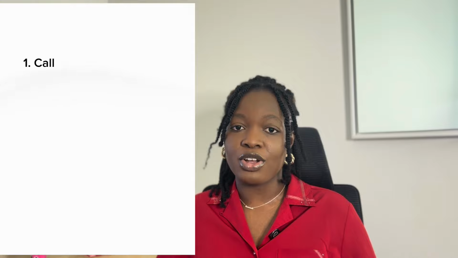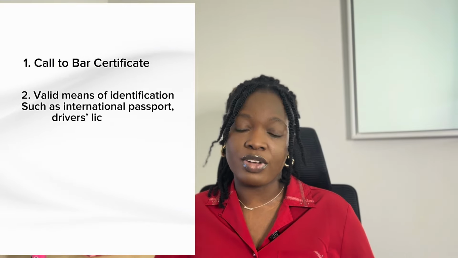What are the documents to attach when you're sending the letter? First, you need to attach your call to bar certificate. Secondly, you need to attach a valid means of identification. If you're applying for more than one person, for instance, to apply for an SQE2 exemption, where you also need a letter of good standing for your referee, you can use the same letter. So you'd be requesting a letter of good standing for yourself, the main applicant, and also for your referees, their names, their call to bar certificate attached, their valid means of identification also attached.